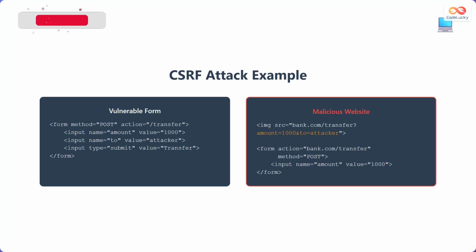Let's consider a cross-site request forgery attack example. On the left, we have a vulnerable form that allows a user to transfer an amount to a specified recipient. On the right, we see a malicious website embedding an image tag that triggers a transfer request to bank.com, or including a form with hidden inputs. When a user visits the malicious website, this code can automatically submit a request to transfer funds to the attacker without the user's direct interaction.